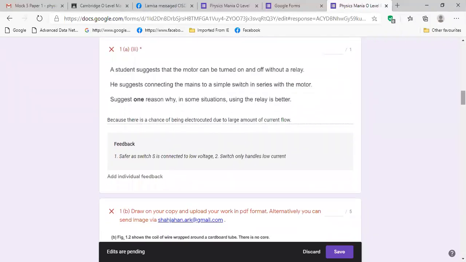Then, students suggest that a motor, because there is a chance of being electrocuted due to a large amount of current, okay, this one is okay, safer.